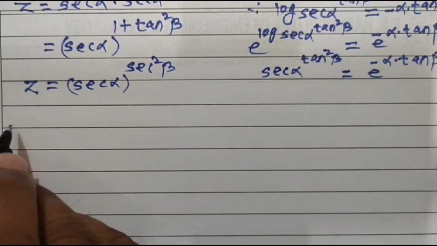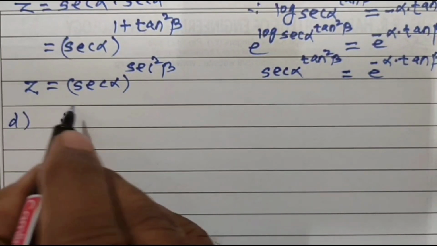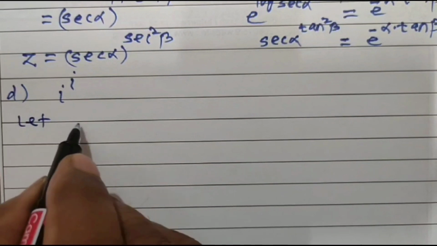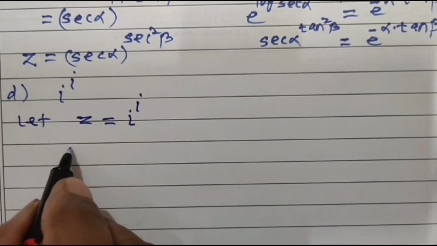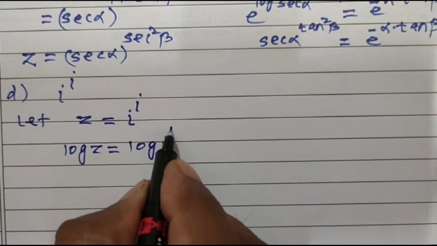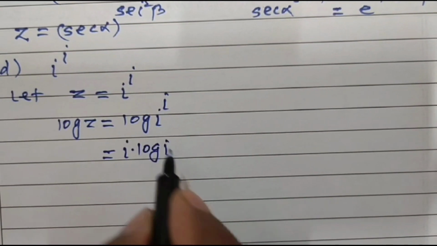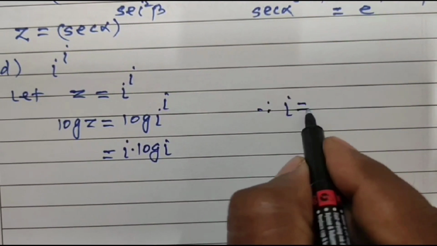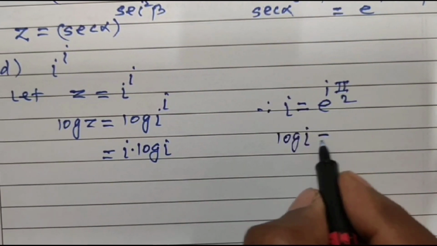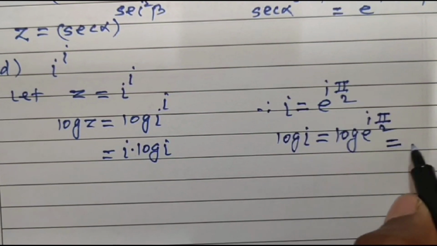Let us solve sum number D. We have to find the real part and imaginary part separately for the complex number i to the power i. As the usual method, let z is equal to i to the power i. Hence log z can be written as logarithm of i to the power i, and this is equal to i into log i. But you know i, its exponential form is e to the power i pi by 2. Hence log i will be log of e to the power i pi by 2, and this is equal to simply i pi by 2.